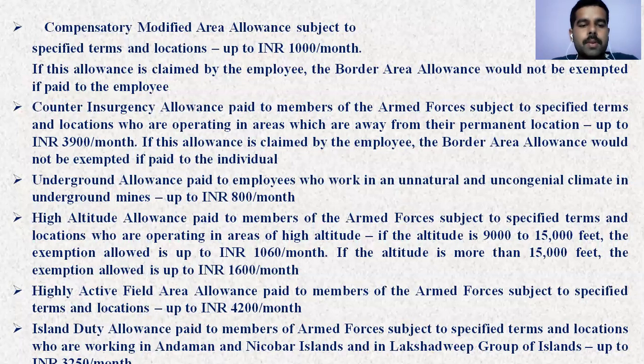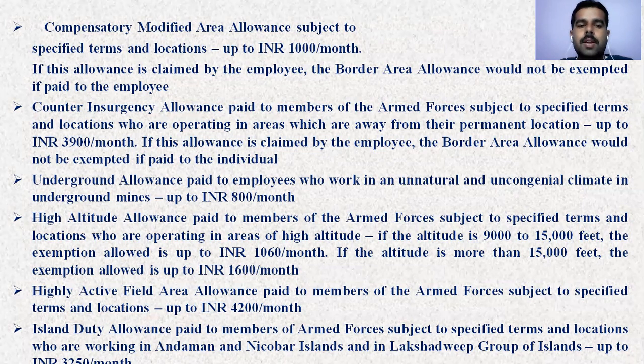High altitude allowances paid to members of armed forces, subject to specified terms and locations, who are operating in areas of high altitude. If altitude is 9,000 to 15,000 feet, the exemption allowed is up to Indian rupee 1,060 per month. If altitude is more than 15,000 feet, the exemption allowed is 1,600 per month. Some people are working in hilly areas. Here you observe the height of that hilly area location. Based on the feet, it will be calculated per month. These types of exemptions are also allowed.